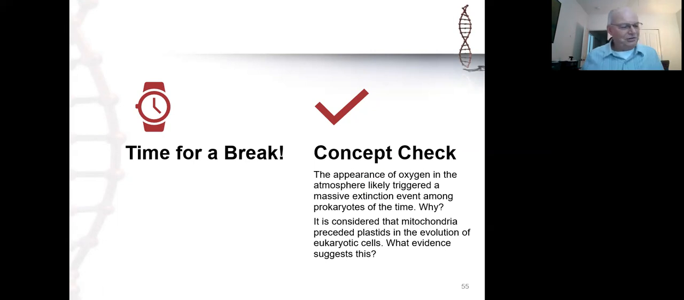But here is the concept check question. The appearance of oxygen in the atmosphere likely triggered a massive extinction event amongst the prokaryotes of the time. Why? It is considered that mitochondria preceded plastids, that's chloroplasts, in the evolution of eukaryotic cells. What evidence suggests this? So I will see you on the other side of the break with the answers to these questions.